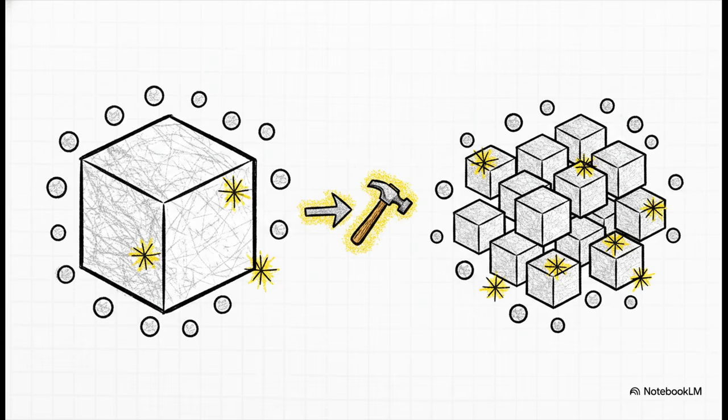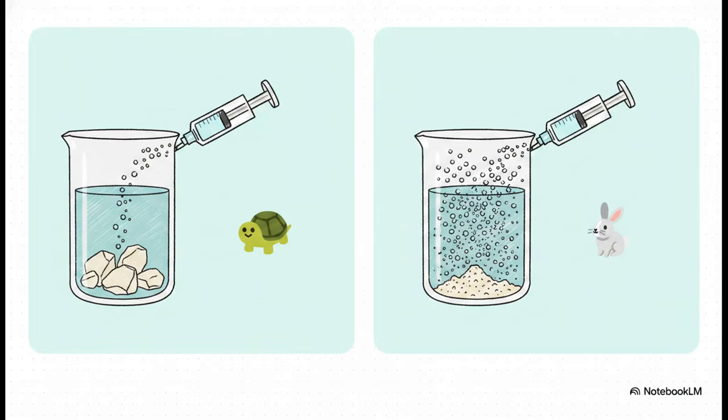All right, now for reaction rates. There's one golden rule you have to burn into your memory. If you want to make a chemical reaction happen faster, you need to make the particles collide more often. And one of the simplest ways to do that is to increase the surface area. And this is the classic experiment that proves it perfectly.